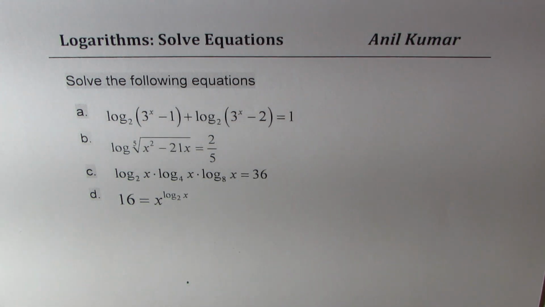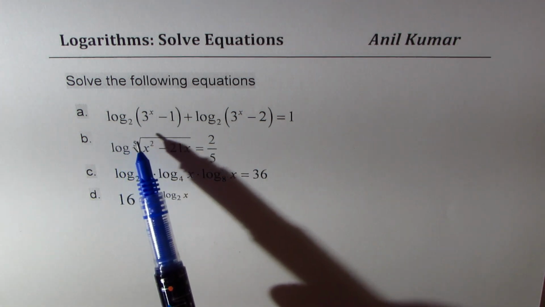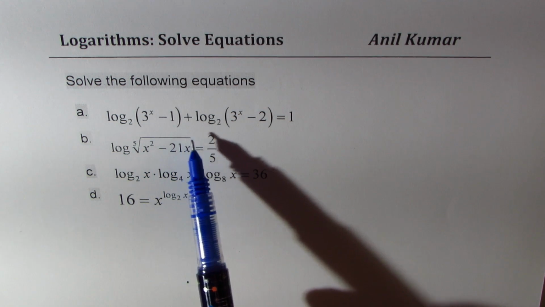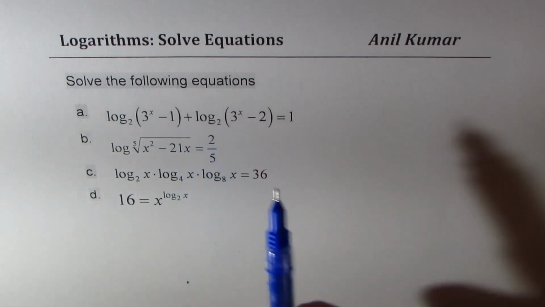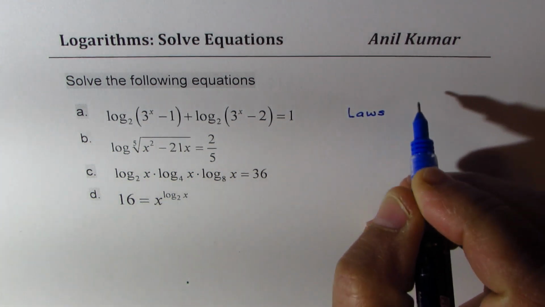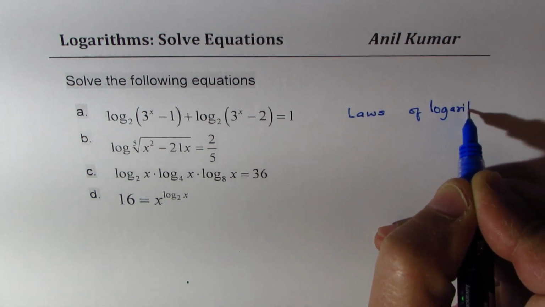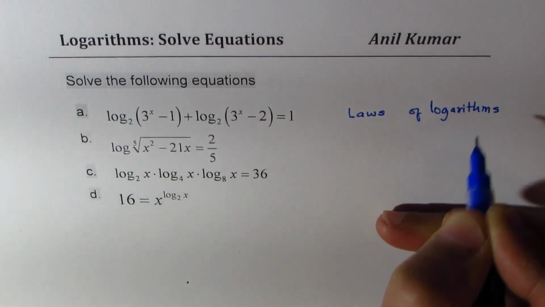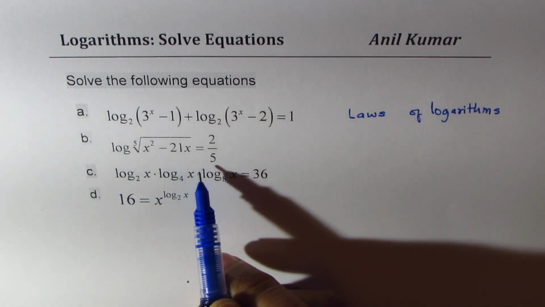such questions. So the 4 questions here are log to the base 2 of 3 to the power of x minus 1 plus log to the base 2 of 3 to the power of x minus 2 equals to 0. So here you have to apply the laws of logarithm, right? So laws of log to solve this equation.